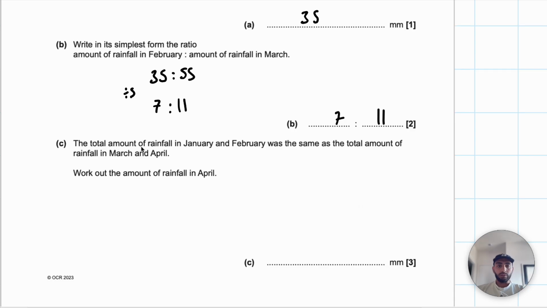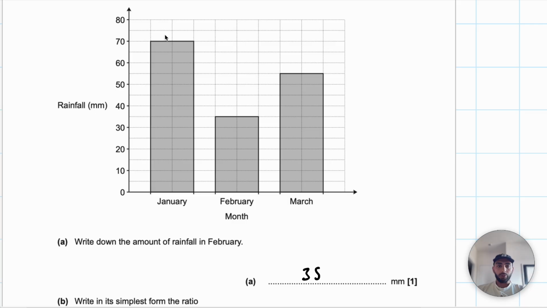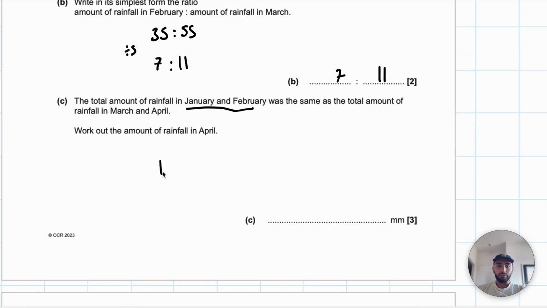Part C. The total amount of rainfall in January and February. Let's work that out first. January and February, so that's 70 and 35. So 70 add 35 gives 105.